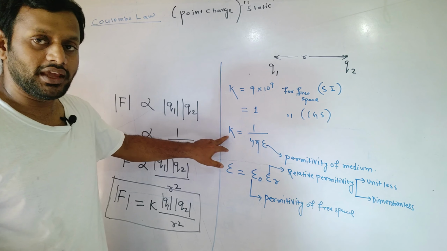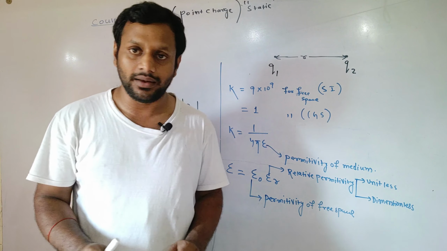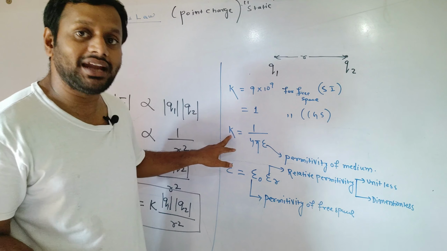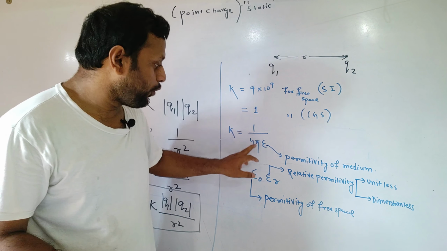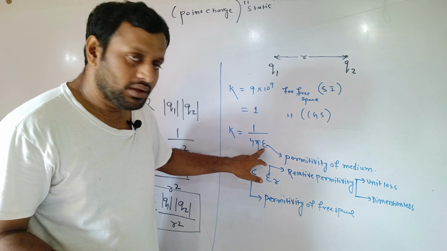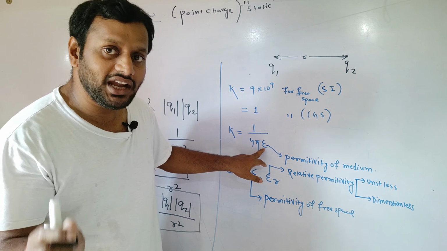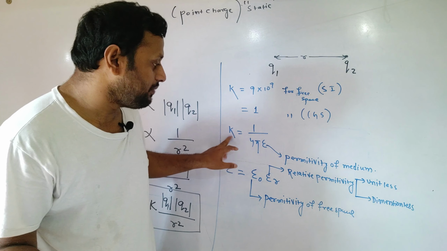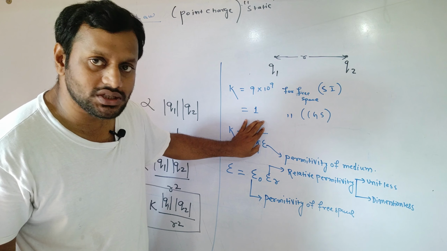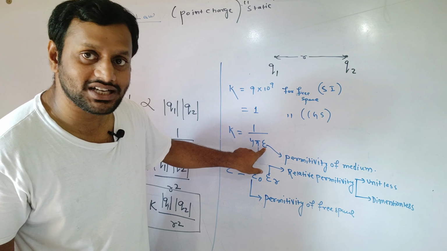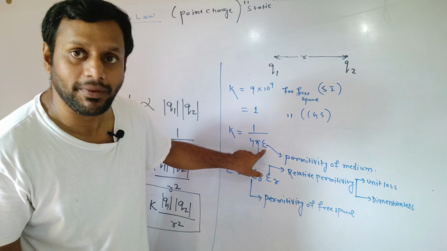So the value of k is equal to 1 by 4 pi epsilon. So the value of k depends on the medium. 1 by 4 pi is a constant, so epsilon, that epsilon again depends on the medium, because k depends on the medium. Only the remaining epsilon in the denominator is variable. That means epsilon depends on the medium.